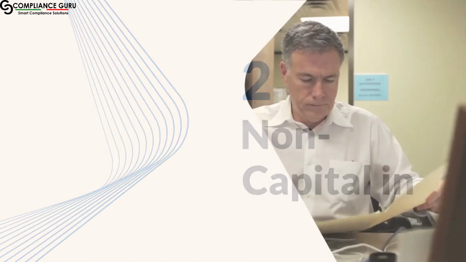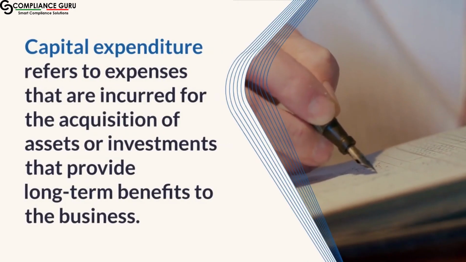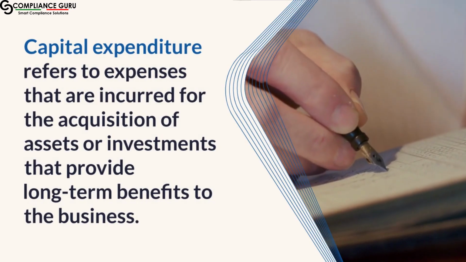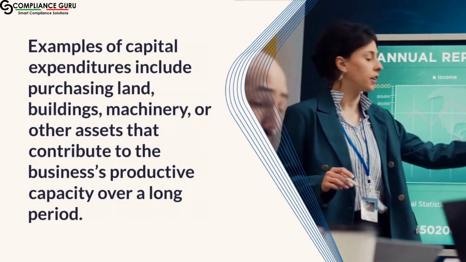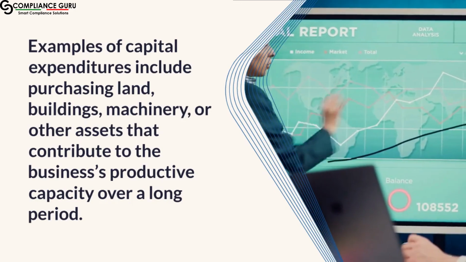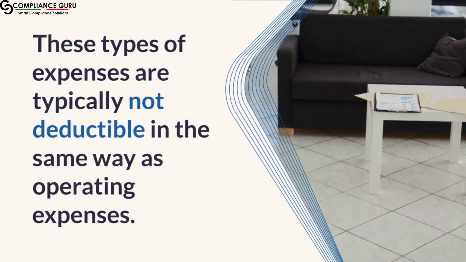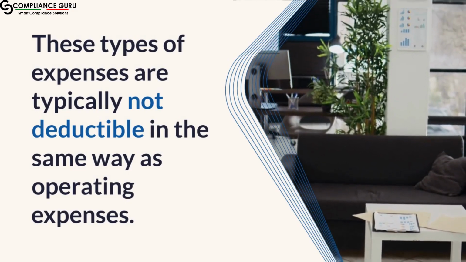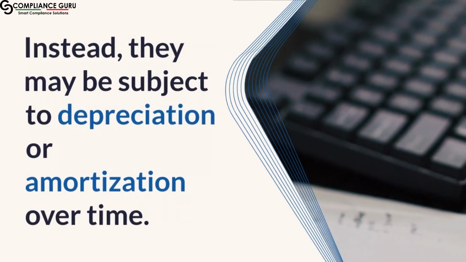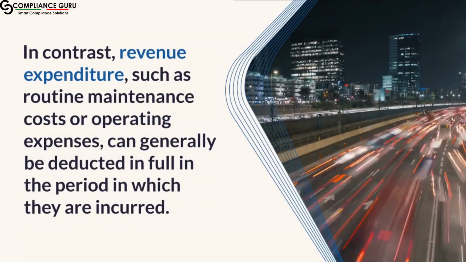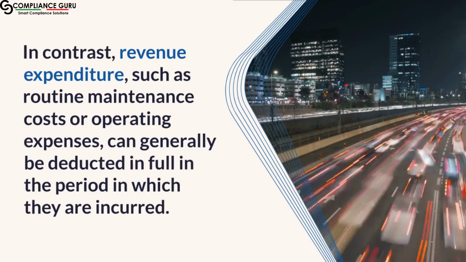2. Non-capital in nature. The expenditure must not be of a capital nature in order to be deductible. Capital expenditure refers to expenses that are incurred for the acquisition of assets or investments that provide long-term benefits to the business. Examples of capital expenditures include purchasing land, buildings, machinery, or other assets that contribute to the business's productive capacity over a long period. These types of expenses are typically not deductible in the same way as operating expenses. Instead, they may be subject to depreciation or amortization over time. In contrast, revenue expenditure, such as routine maintenance costs or operating expenses, can generally be deducted in full in the period in which they are incurred.